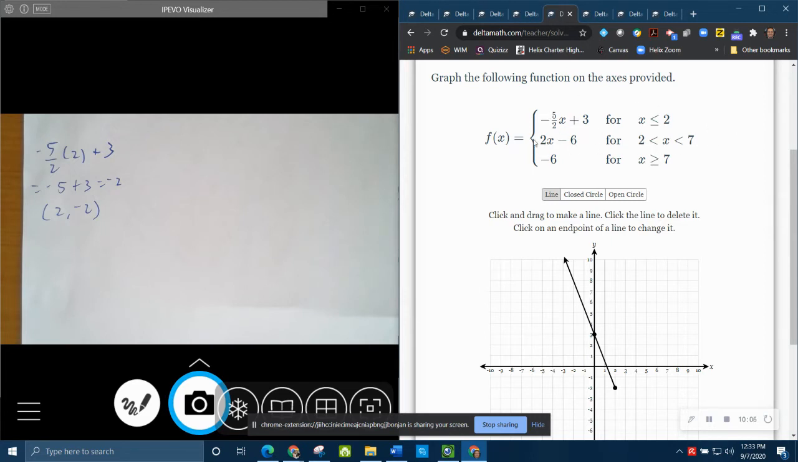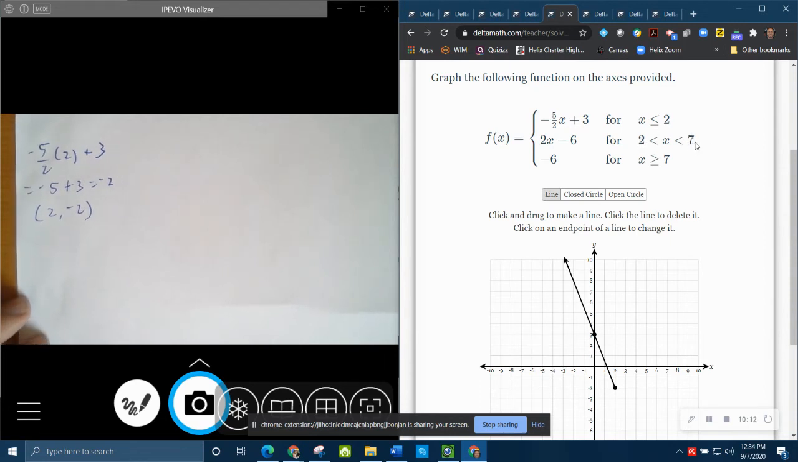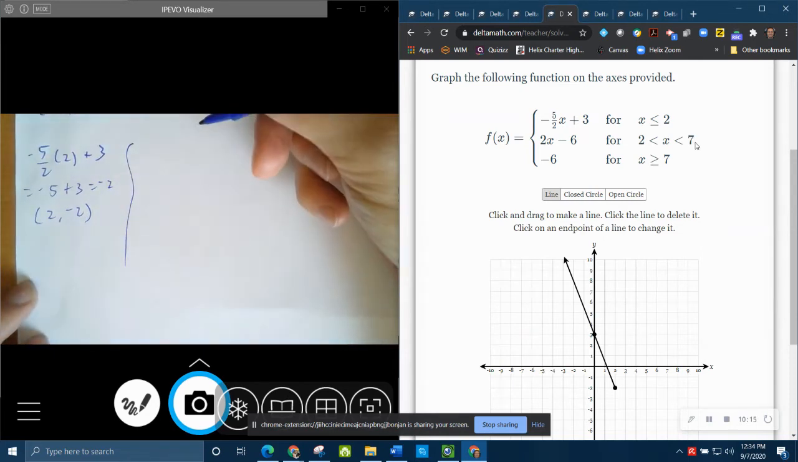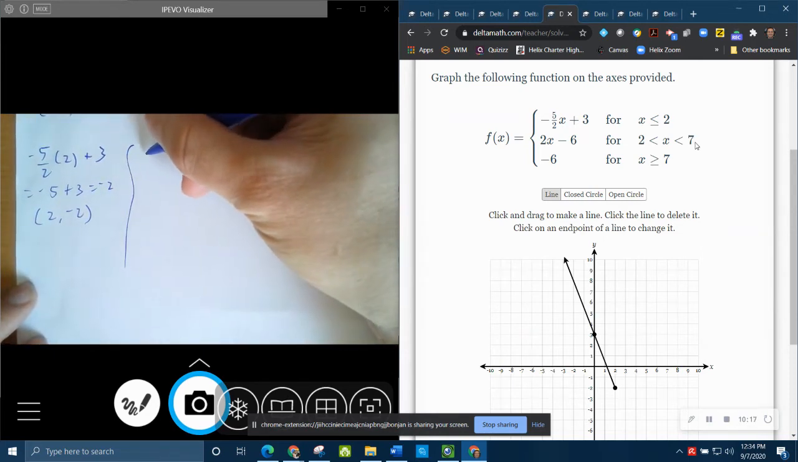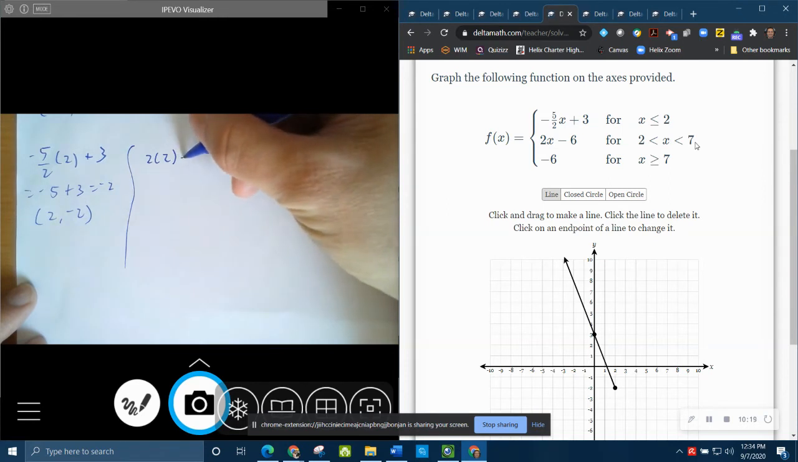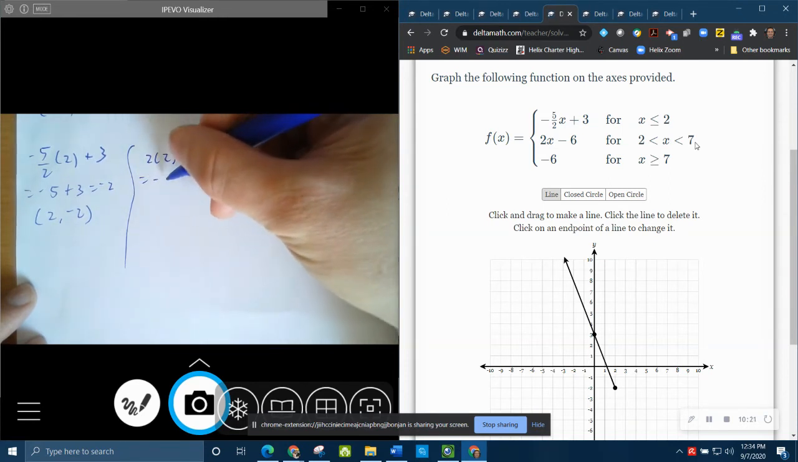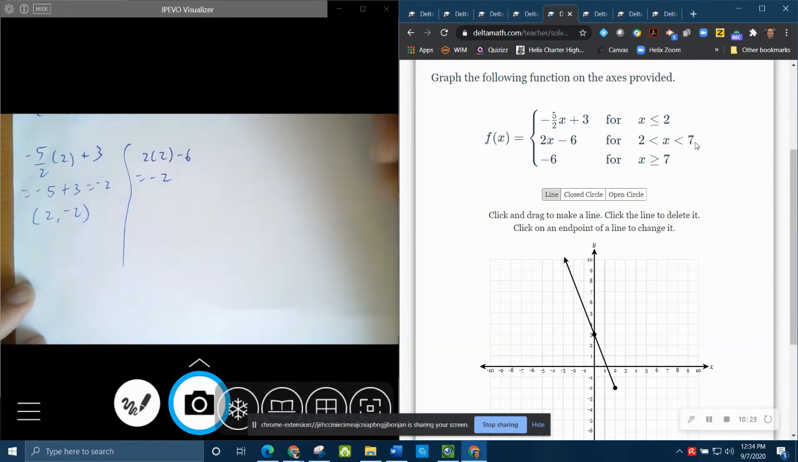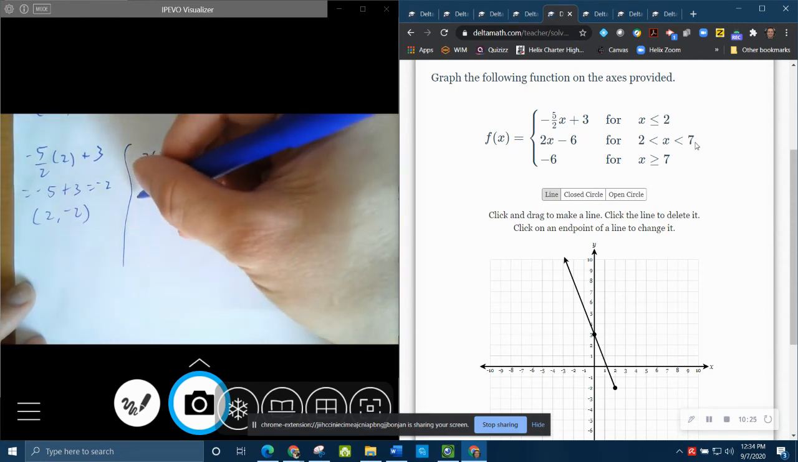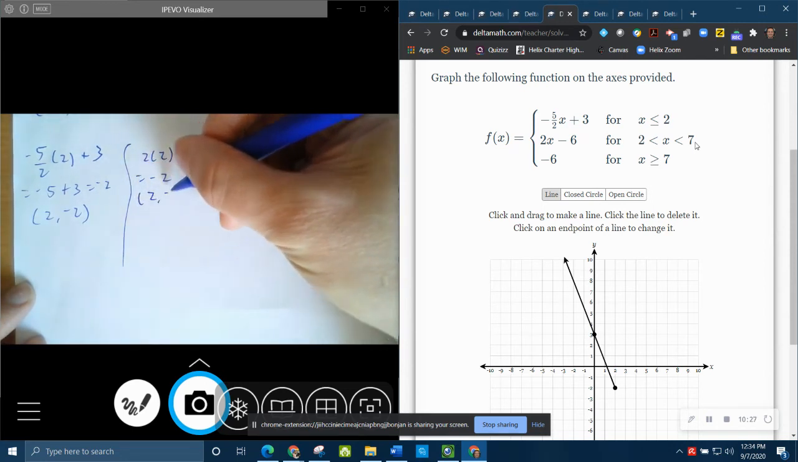Now this middle line, we have two key points we have to figure out now. We have to figure out where it starts and where it stops. All right, so I'm going to use x equals 2. So 2 times 2 minus 6. 4 minus 6, that's negative 2. So it's going to start at the point 2, negative 2.